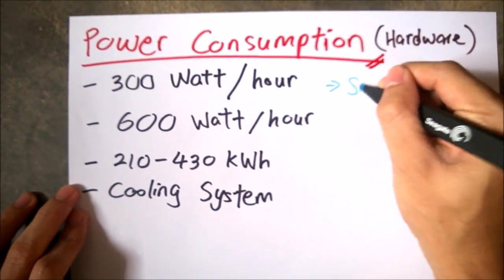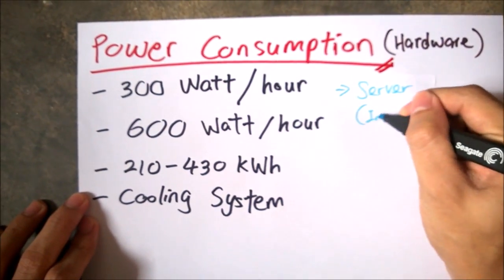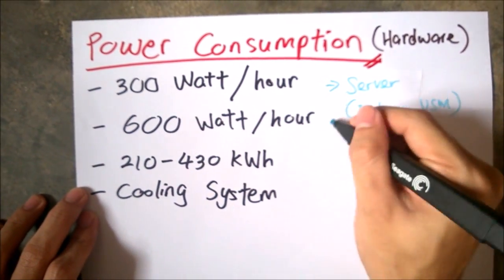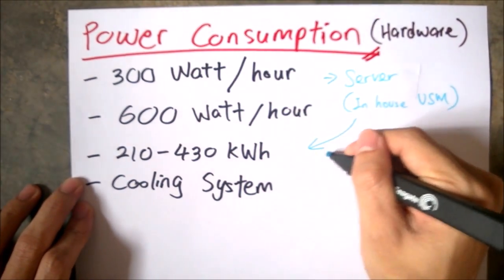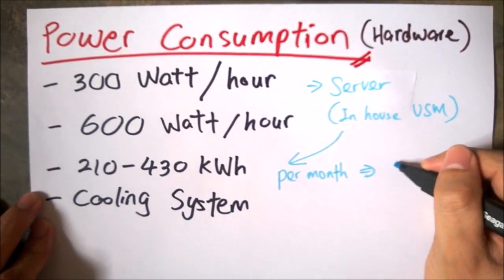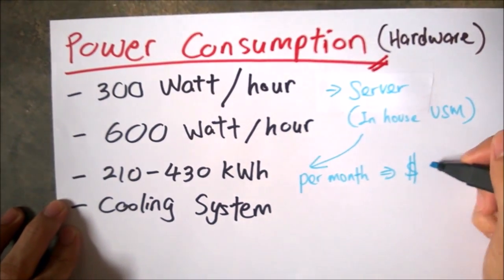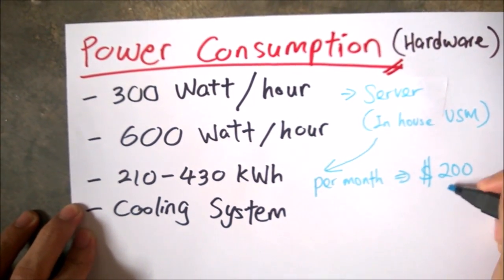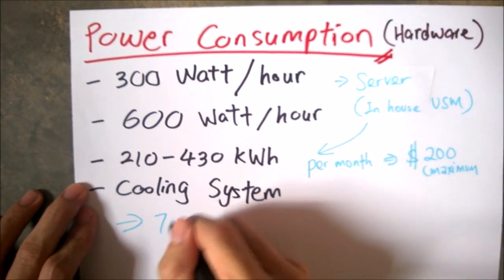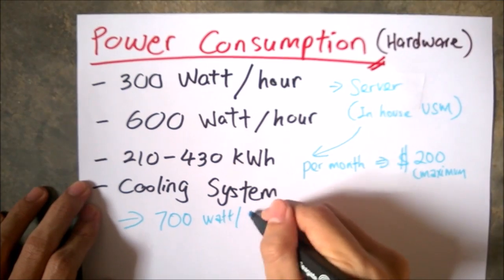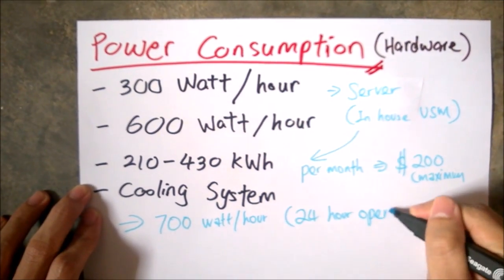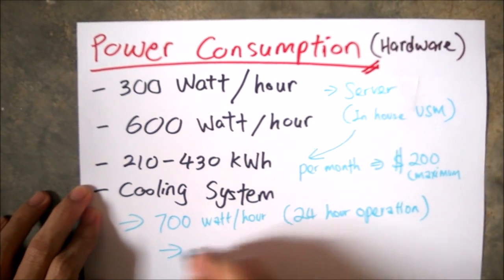Okay, now the hardware and the power consumptions. For the server, we use the USM in-house server, so we don't need any extra cost for it. The minimum power consumption for it is only 300 watts per hour, and the maximum is 600 watts per hour. If it operates 24 hours, the power consumption ranges from 210 until 430 kilowatt hours. So the monthly cost is only 200 ringgit.